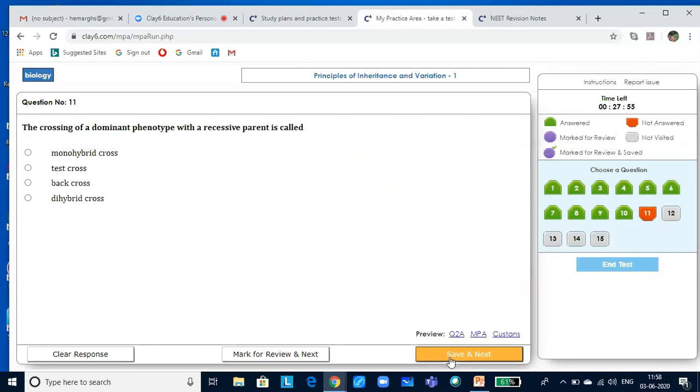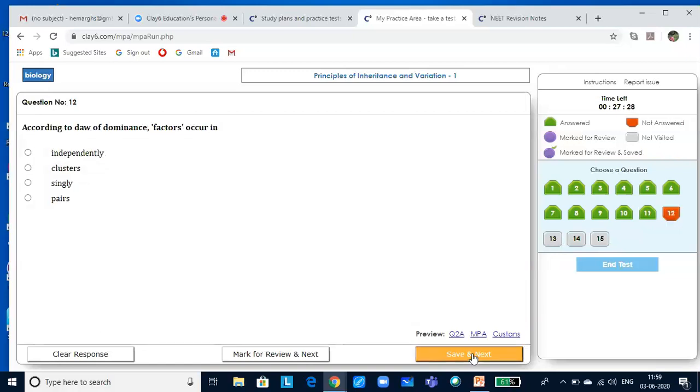The crossing of a dominant phenotype with a recessive parent is called a test cross. We do not know whether the dominant phenotype is homozygous or heterozygous. So by crossing it with a recessive parent, if we get 4 is to 0, then it is a homozygous dominant trait. If we get a 1 is to 1 ratio, then it is a heterozygous dominant trait. So that is why we do a test cross.